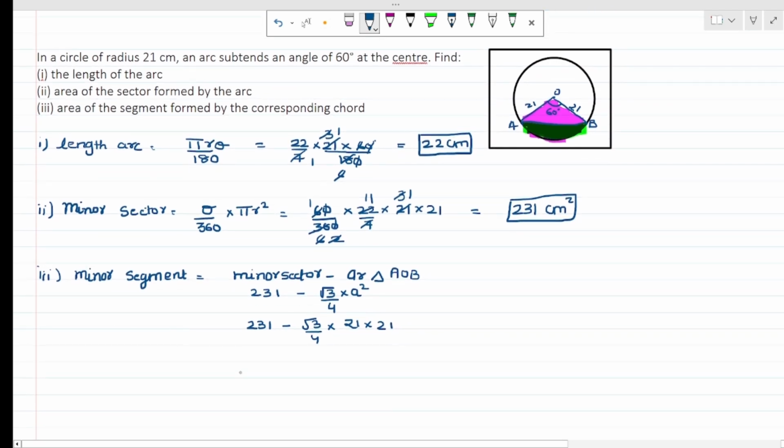Okay. So what will be the answer? 231 minus √3 upon 4 multiplied by 21 times 21 gives me 441. Now you should know that 231 is my natural number and √3 is my irrational number. So I will not multiply this. I will finally get my answer as 231 minus 441 under √3 by 4 centimeter square. This is my final answer for the question asked.